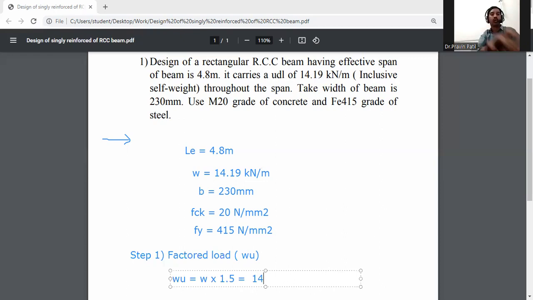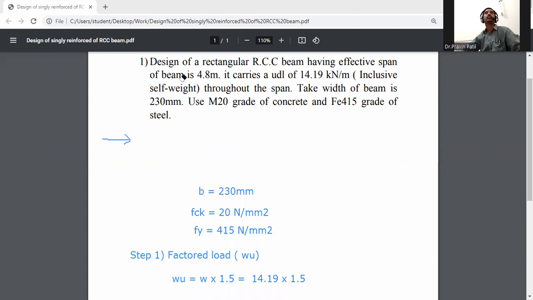So 14.19 into 1.5, okay, we get the factored load. So that is Wu is equal to 21.285 kilonewton per meter. This one is the factored load.